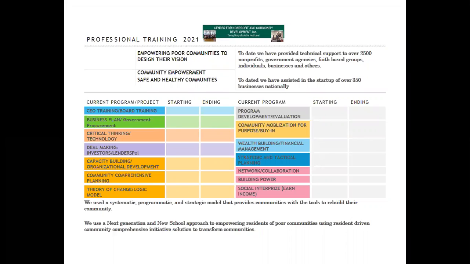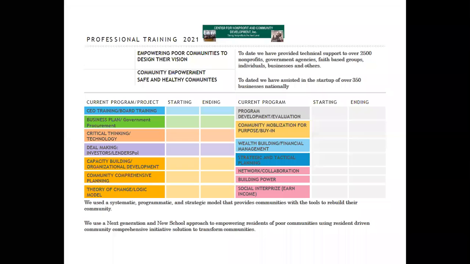Our organization uses a new school approach to create next generation nonprofits. By changing the status quo on how nonprofits operate, we empower communities to design their own vision. We look at community empowerment as a way of building safe and healthy communities.